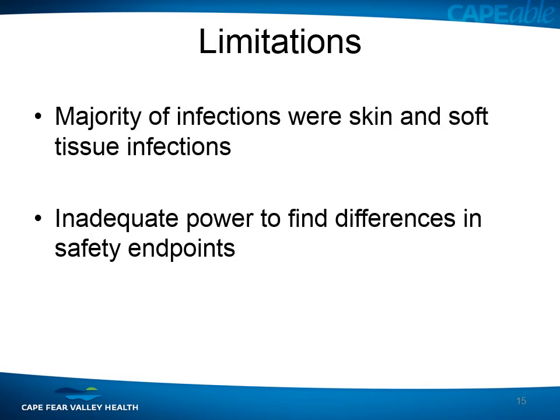However, this study also had its limitations. The majority of infections studied were skin and soft tissue infections, which are not covered in the 2019 IDSA guideline recommendations. These are non-invasive infections, and using the 400 to 600 AUC to MIC recommendation may be overexposing these patients to vancomycin. This also may have biased the difference in exposure due to targeting lower trough concentrations of 10 to 15 for skin and soft tissue infections. The study also had inadequate power to find differences in safety endpoints.